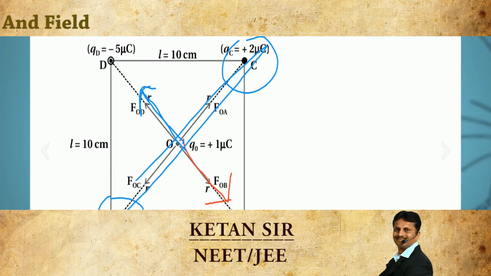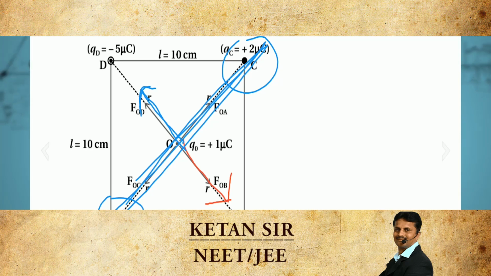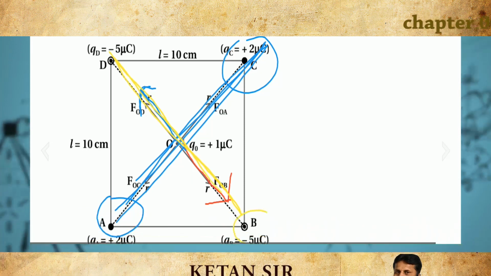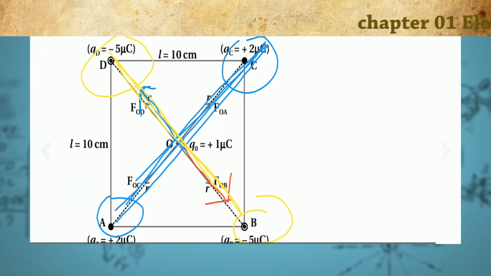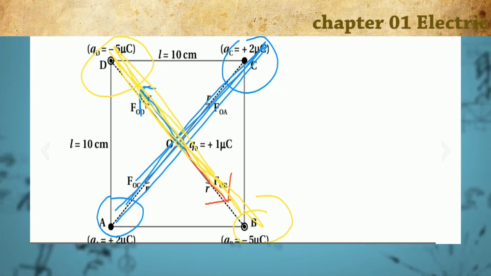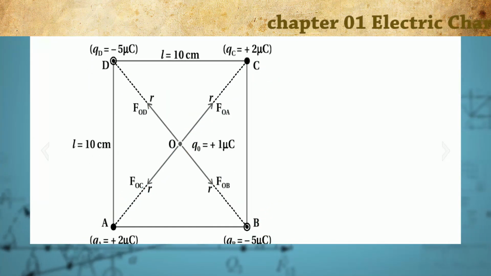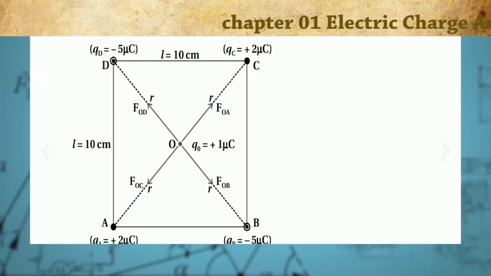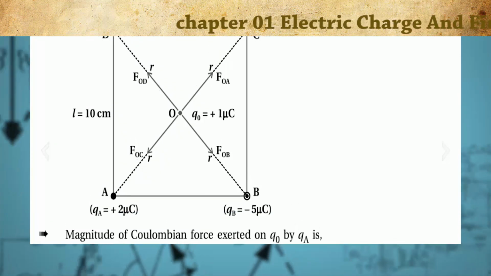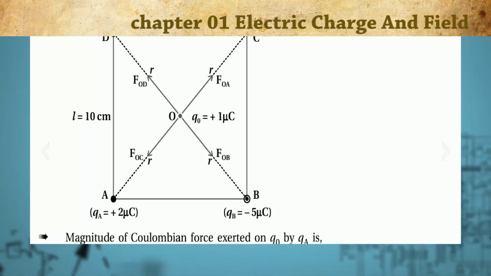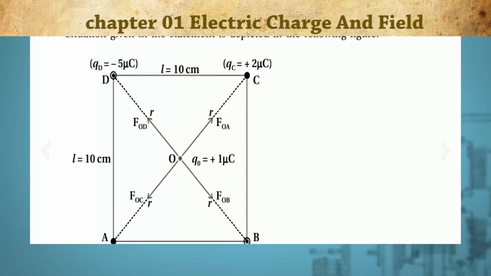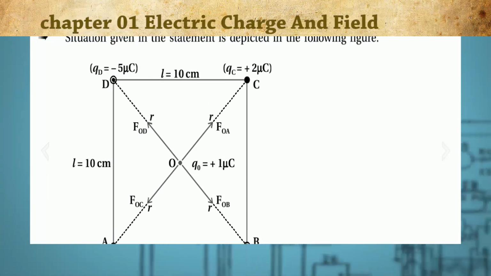Therefore, these neutralize each other. In the same way, the other opposite corners B and D have the same value of charge at the same distance. Therefore, they neutralize each other. At the point O, there is a total zero charge, total zero force. Therefore, no force is exerted at that point. Therefore, the resultant force at O is 0.